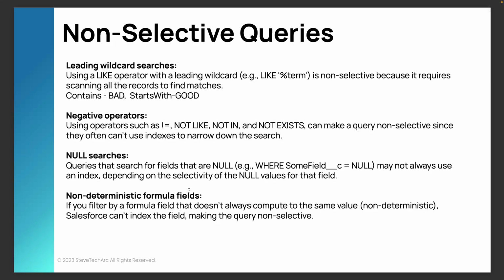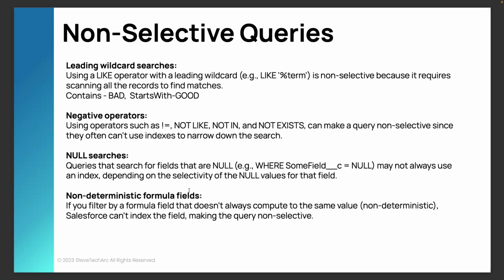And if you create a formula field, you can have Salesforce create a custom index on a formula field, but only if it's what's called deterministic. That means it won't change. For example, if you had a date time calculation in there that used today's date, or read any other value outside of the object, that would not be selective.